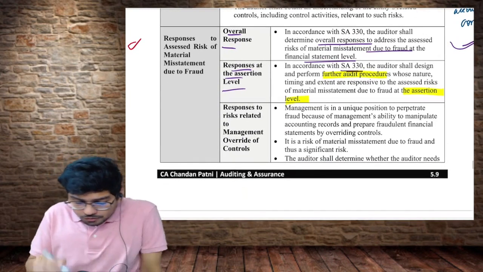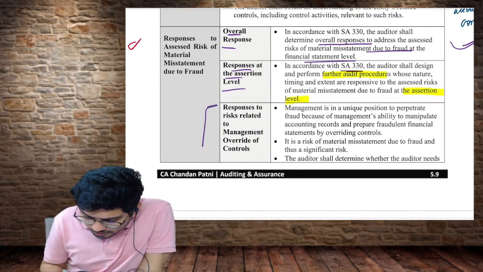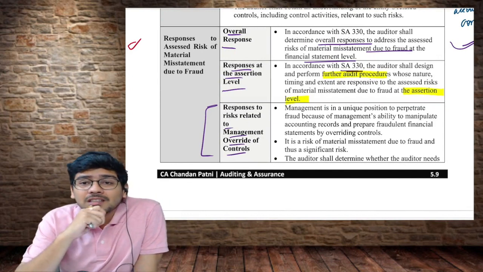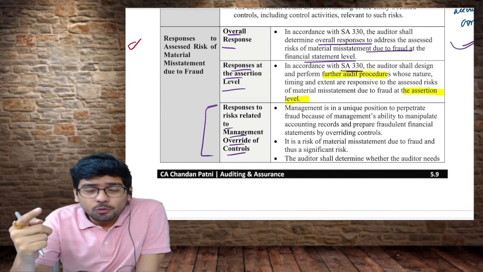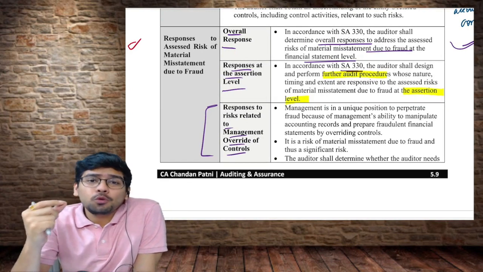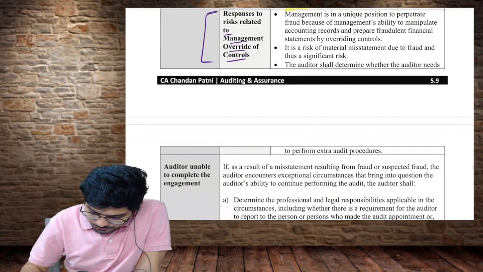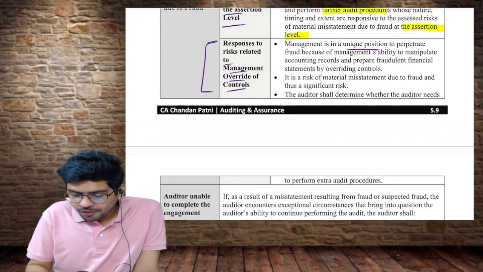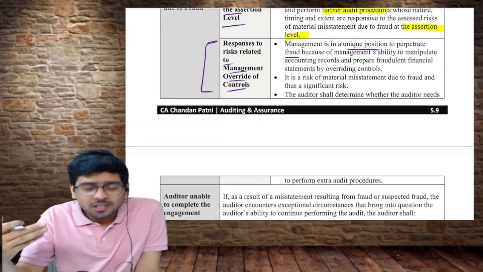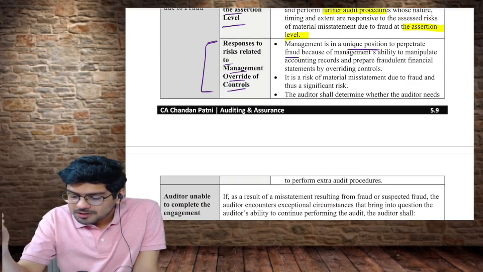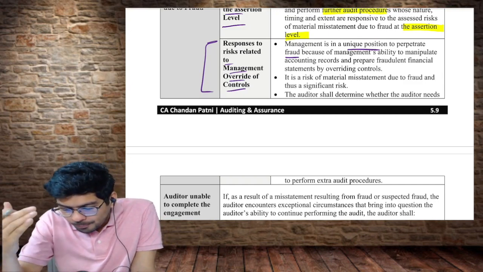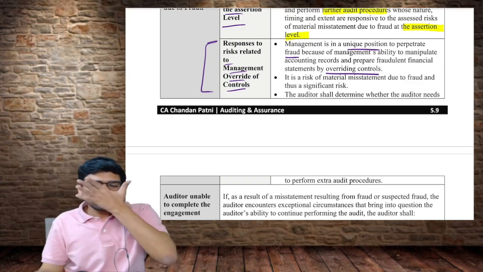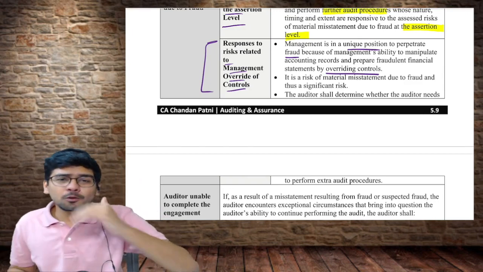Now this point, response to risk related to management override of controls. When I see that yes, management has overridden the controls, what all do I need to do here? So the point here is management is always in a unique position to perpetrate fraud. They can always indulge in a fraud because of management's ability to manipulate accounting records and prepare fraudulent financial statements by overriding the controls. So management is always in a position where they can override the controls.